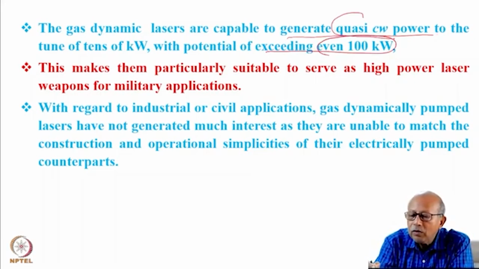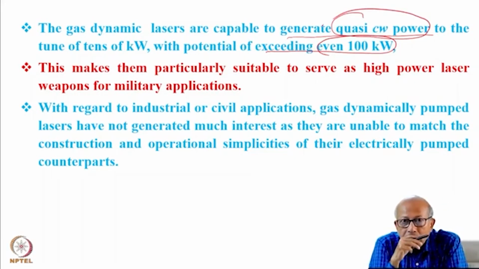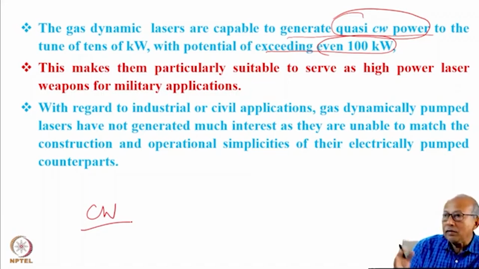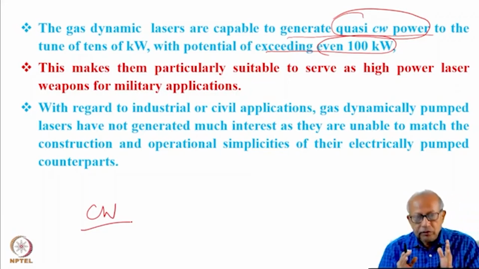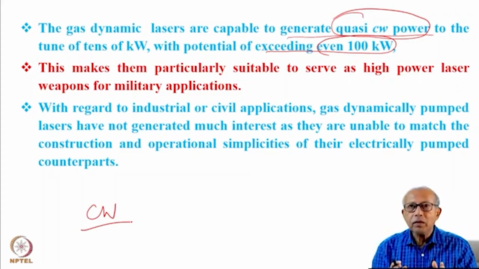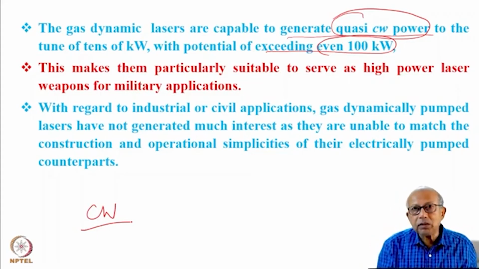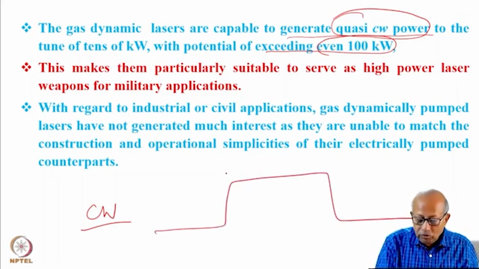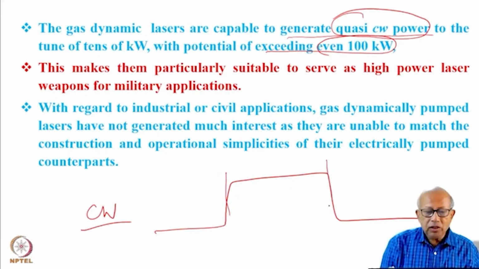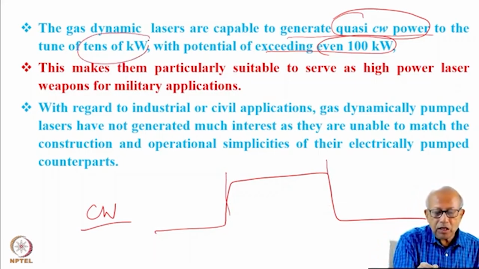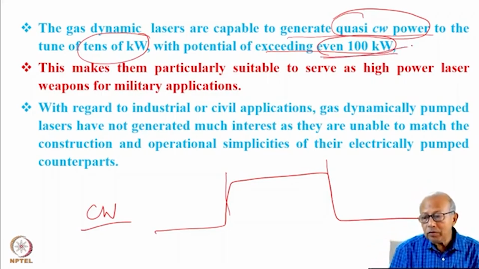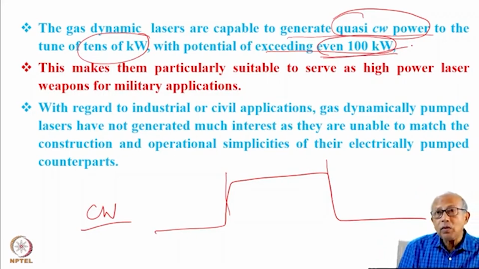You see, quasi-CW means that although it is a CW laser, it really does not work continuously, endlessly. It works in a continuous mode for a substantial time, maybe tens of milliseconds, hundreds of milliseconds, and then it stops. But over this substantial time, it can maintain power which is tens of kilowatts, and can even go to the extent of 100 kilowatts, which is extremely high continuous power.